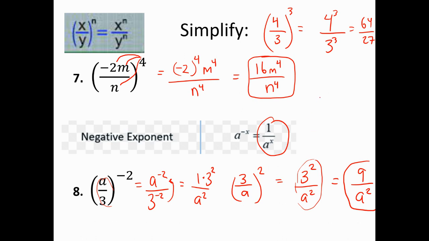Another maybe quick example, like if I had x over 8 and I had to do negative 3, then I would switch this first, 8 over x, and raise it to the positive 3. So then you have 8 cubed over x cubed. And you can multiply 8 times 8 times 8. Okay, so that is it for our laws of exponents.